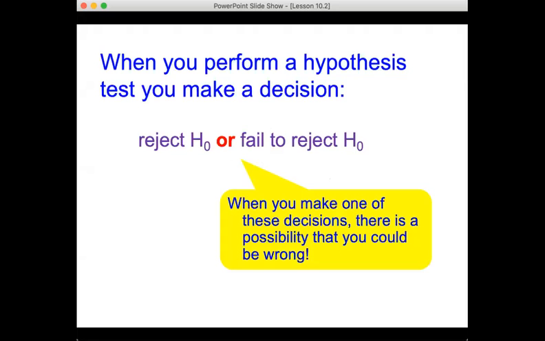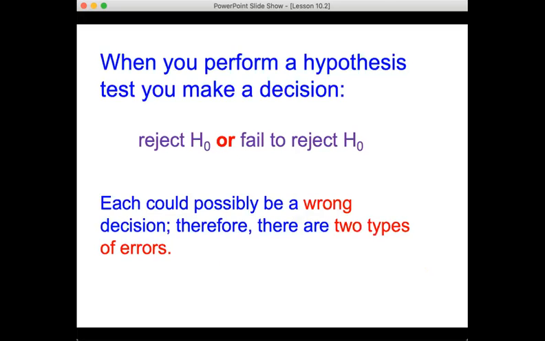Just only those two options. So because of that, it is possible that you make the wrong decision. Even if you do the hypothesis test perfectly, it's just possible that when you reach your conclusion, it just wasn't the right conclusion. So because of that, there are two types of errors with these two possible decisions.